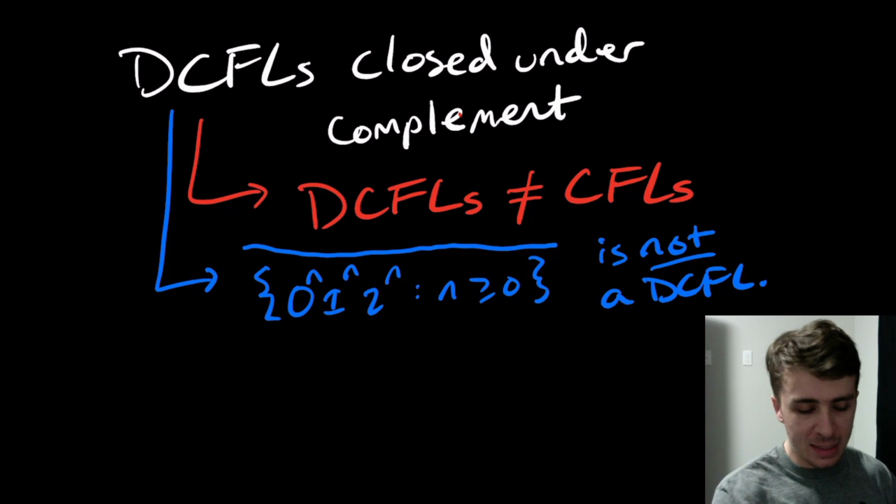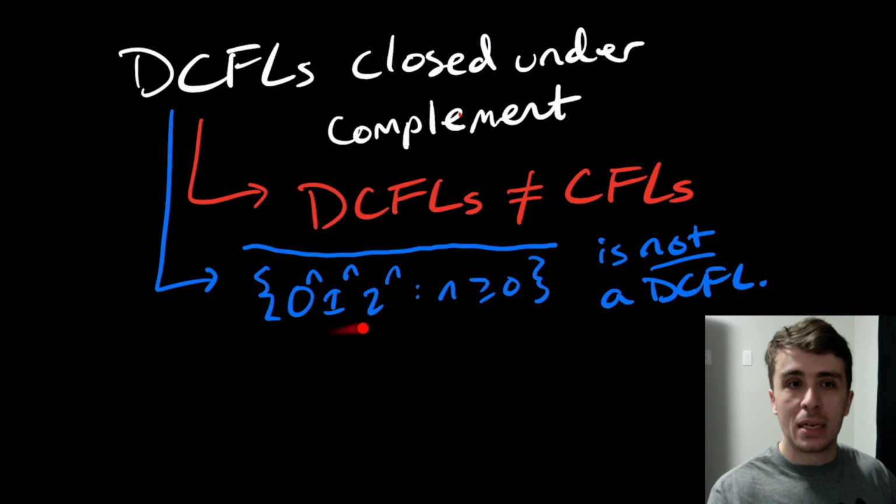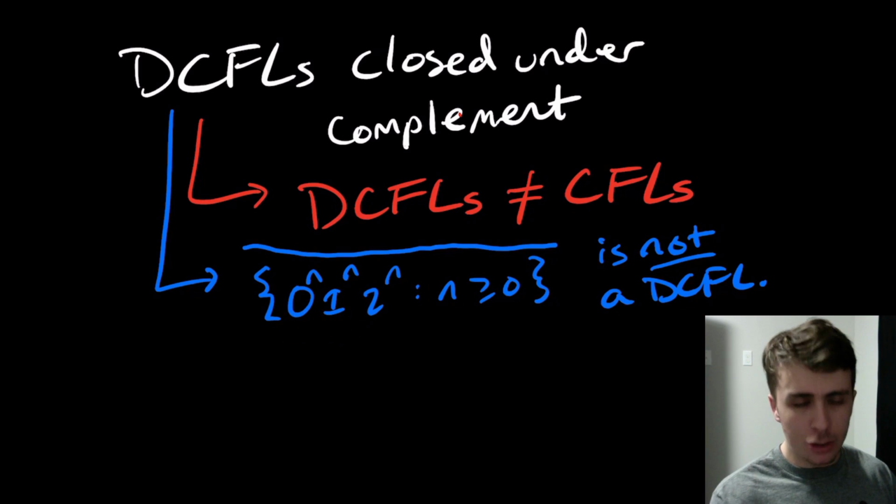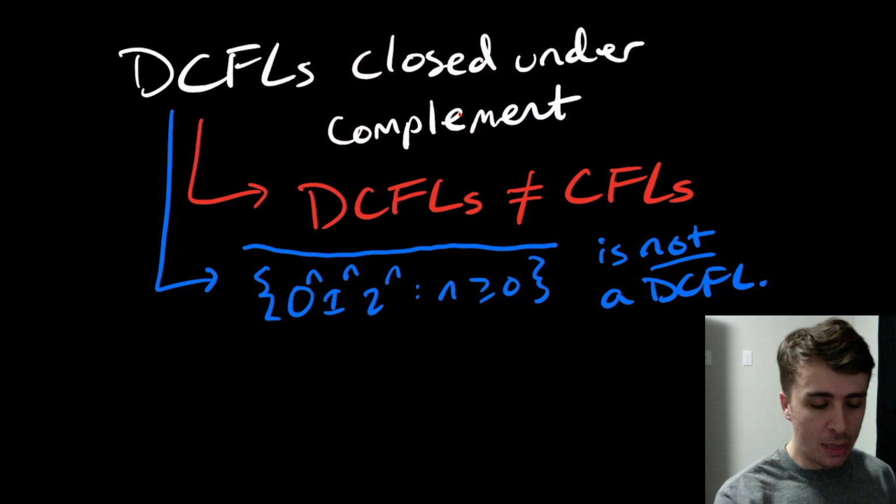And it seems kind of weird, because the language that's the complement is actually pretty simple, but it actually shows some really important things. It also shows that deterministic context-free languages are not closed under union in a different way, but I'm not going to go into that yet. Okay, so how would we actually show this?